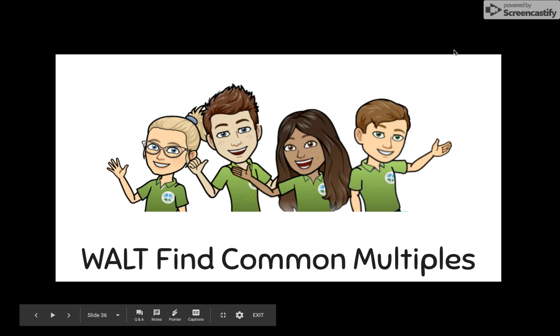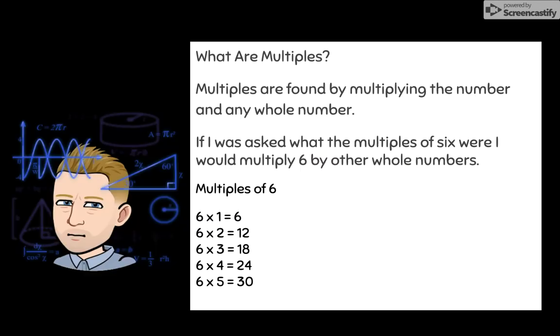Today we're learning to find common multiples. Good luck. So what are multiples? Multiples are found by multiplying the number you are interested in and any other whole number. If I was asked what the multiples of 6 were, I would multiply 6 by other whole numbers. So what are the multiples of 6?